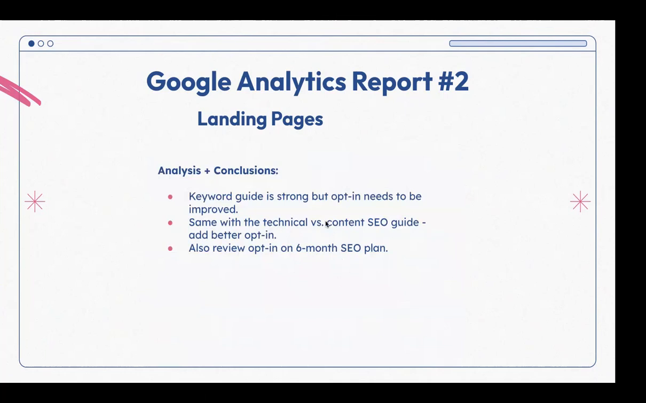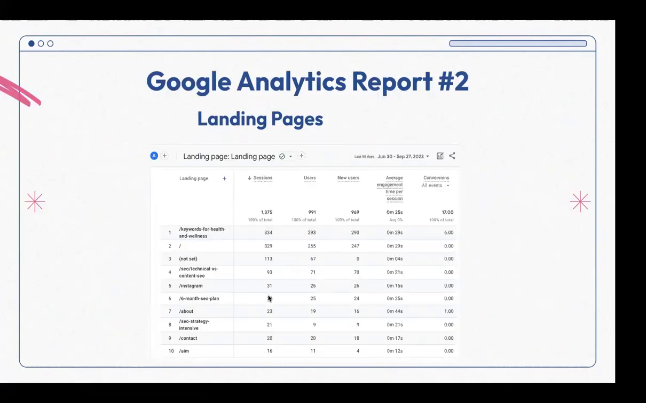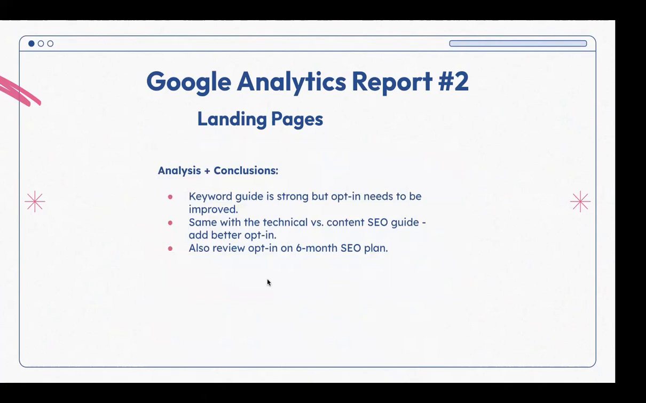So again, if I were to do a little bit of analysis here, my keyword guide, the first line is really good, but again, I'm playing around with different opt-ins. And I'm thinking about my course, right? Same thing with the technical versus content SEO guide. My opt-in needs to be tweaked. And then for my 6-month SEO plan, I think I could probably improve the traffic on there. So I would want to go back and look at what SEO I'm doing on that page and maybe improve that page. I think I do have a podcast episode, but maybe I need to add another video or something, maybe explaining something specific. I can do a little more research.